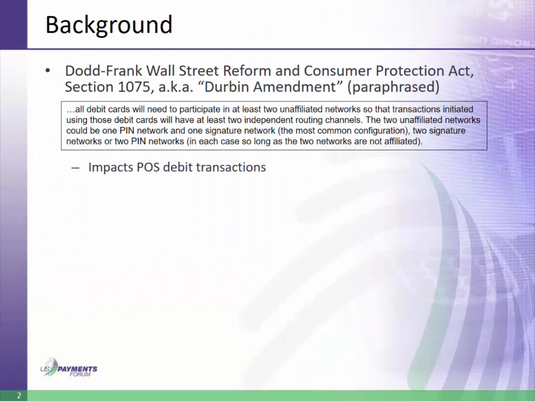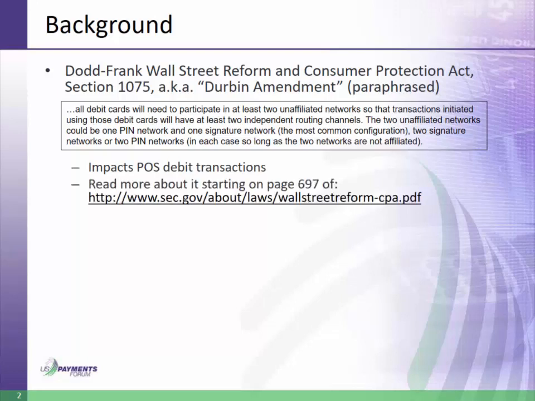By now, most people involved in the U.S. payments industry are aware that the Durbin Amendment to the Dodd-Frank Wall Street Reform and Consumer Protection Act had an impact to the routing of POS debit transactions. As you can see on the slide, the Durbin Amendment requires that there must be a choice between at least two unaffiliated networks when routing POS debit transactions. If you would like to read more about the Durbin Amendment, follow the link shown here.